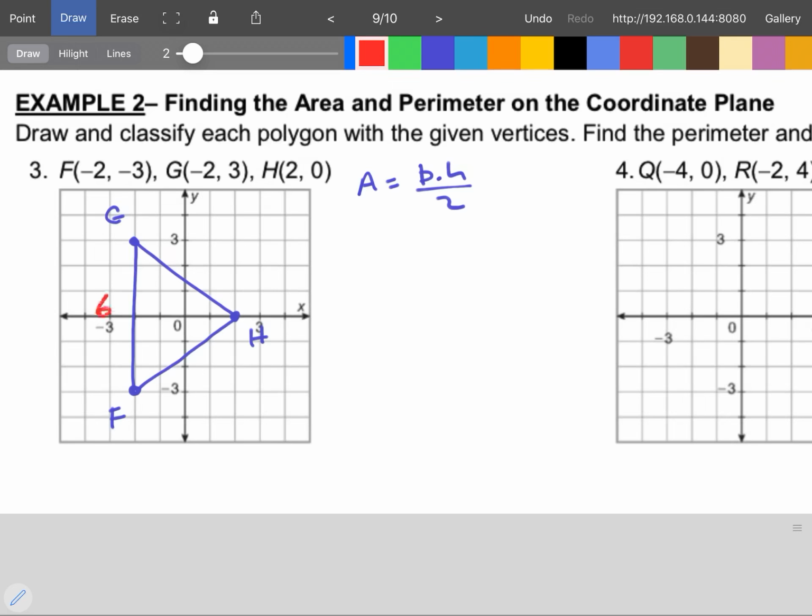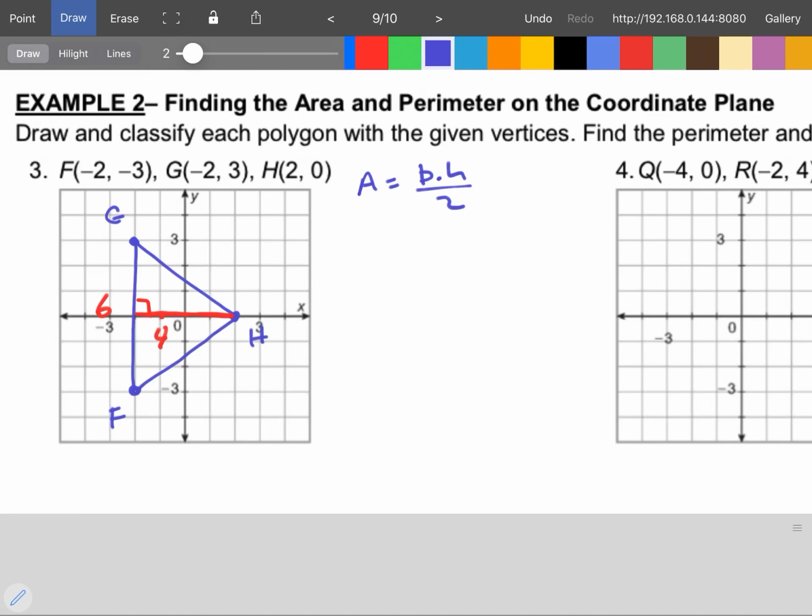And then our height, well, that has to be perpendicular to our base. All right? So it's going to go to the vertex opposite the base, but it has to form a 90-degree angle, so that would just be right in here. And there's our 90-degree angle right there. So again, our base and our height, they are perpendicular. And that one we can just count also. So that one's just 1, 2, 3, 4. So that's our height.